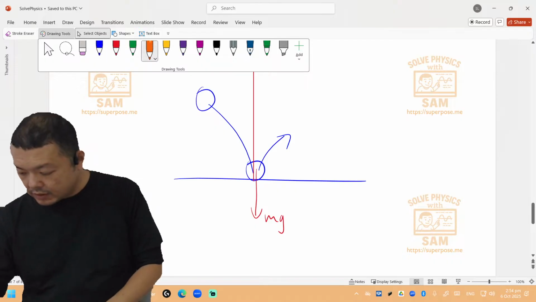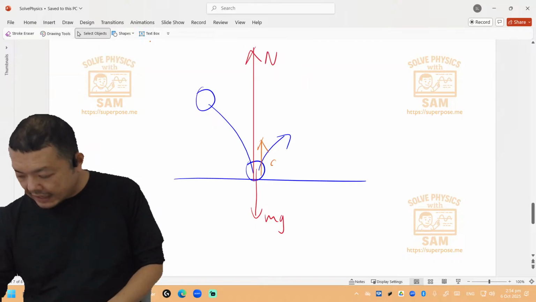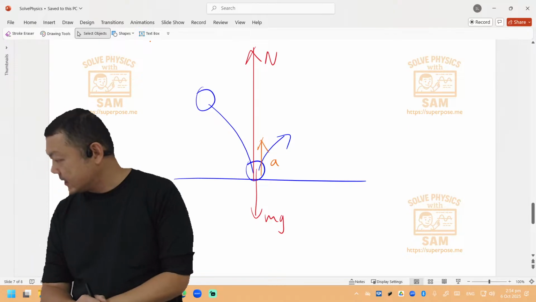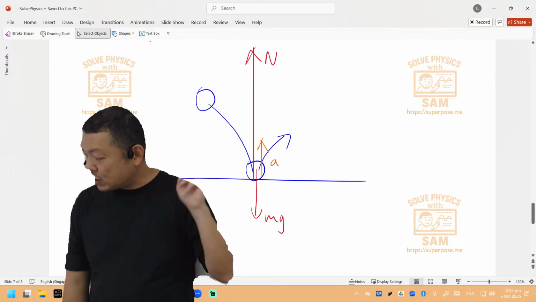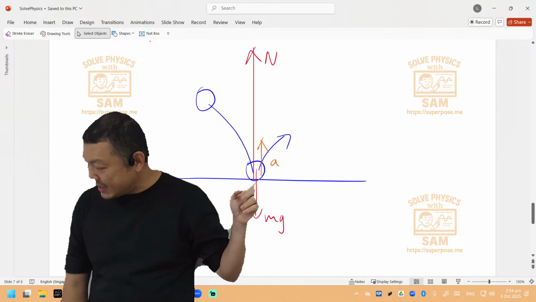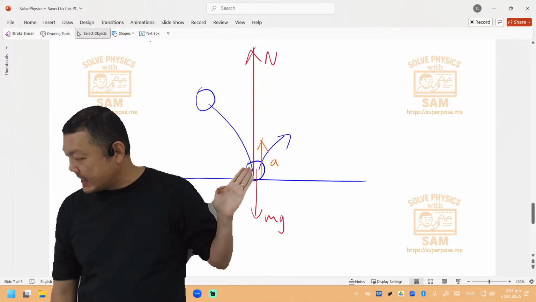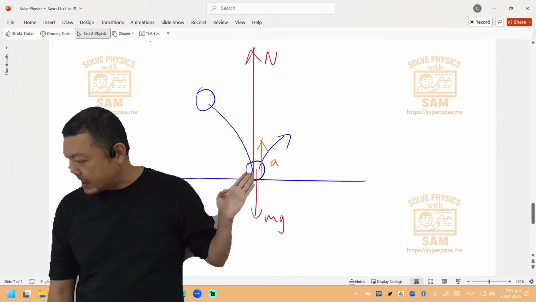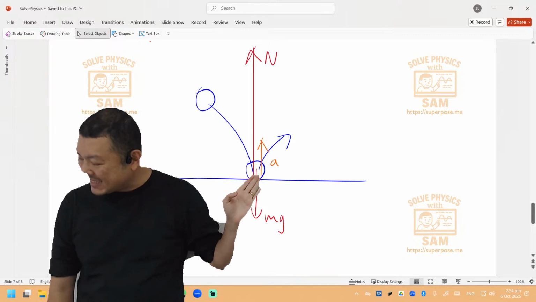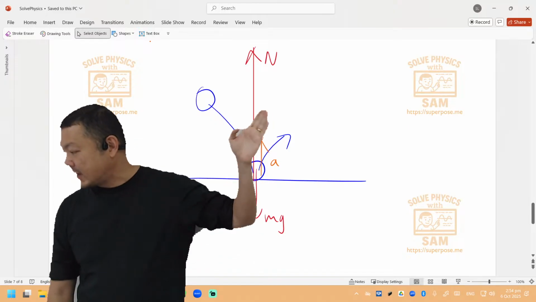So if you were to draw this, the acceleration is upwards like this. For a ball bouncing, there are two things happening: it's decelerating, and then it's accelerating. It's decelerating as it's going down, coming to a stop on the floor, and then it accelerates upwards after the bounce.